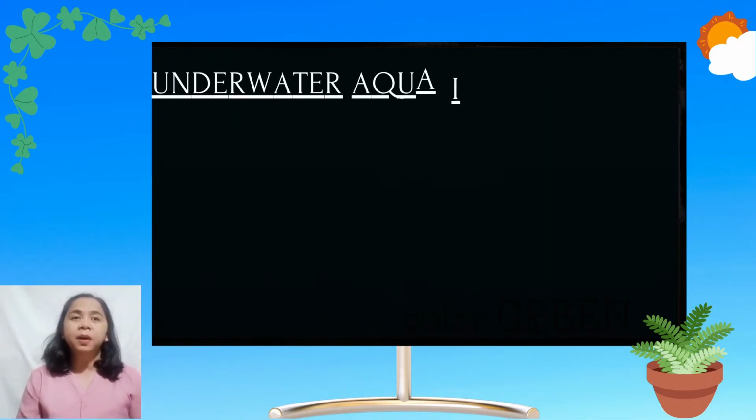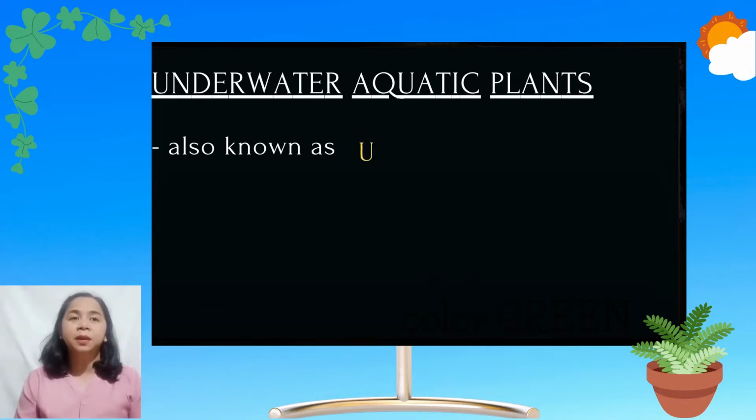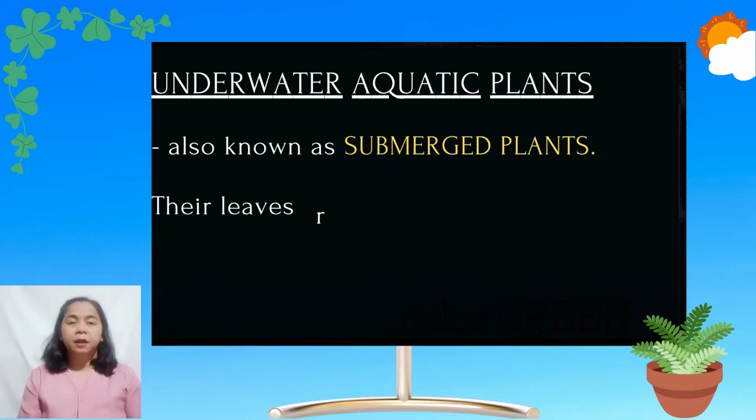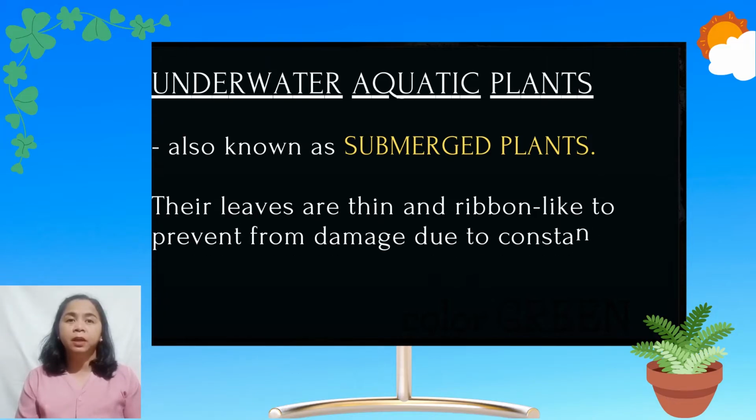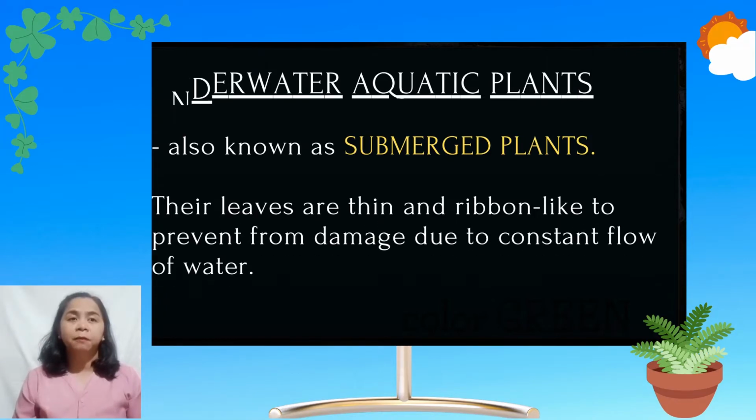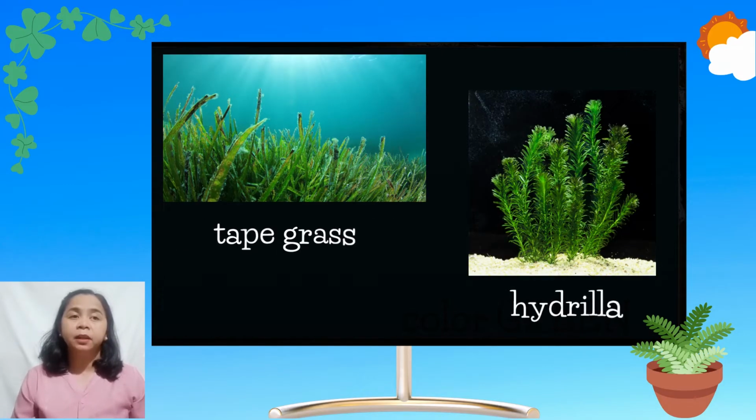Lastly, underwater aquatic plants, also known as submerged plants. Their leaves are thin and ribbon-like to prevent damage due to the constant flow of water. Examples are tape grass and hydrilla.